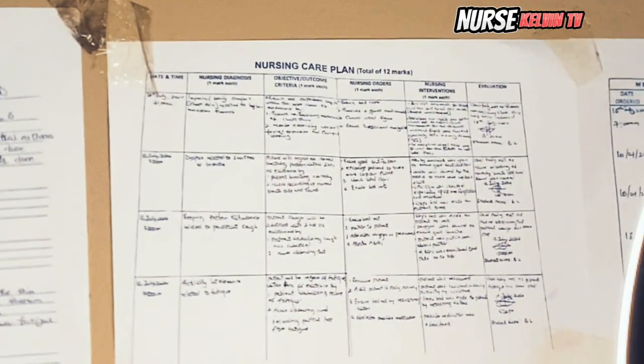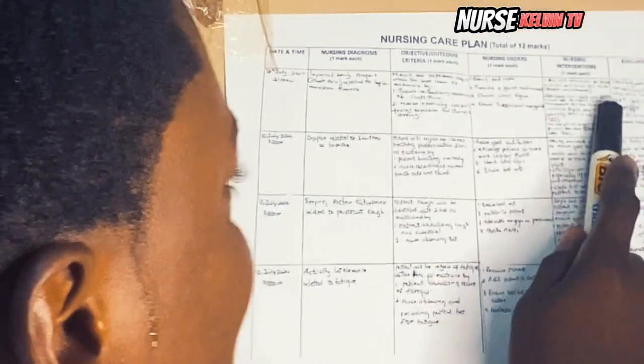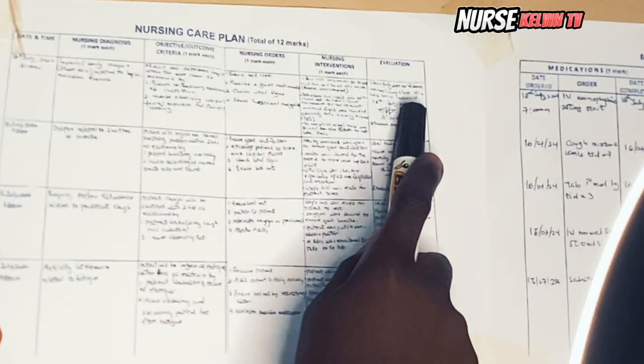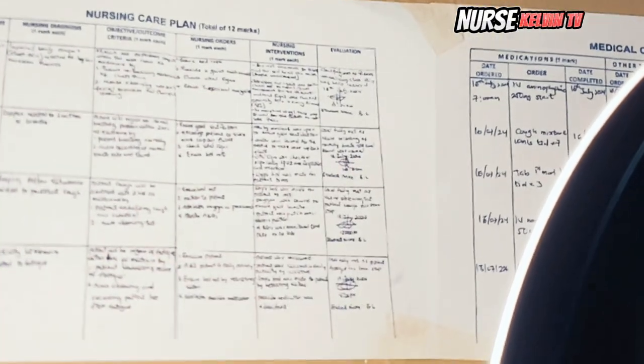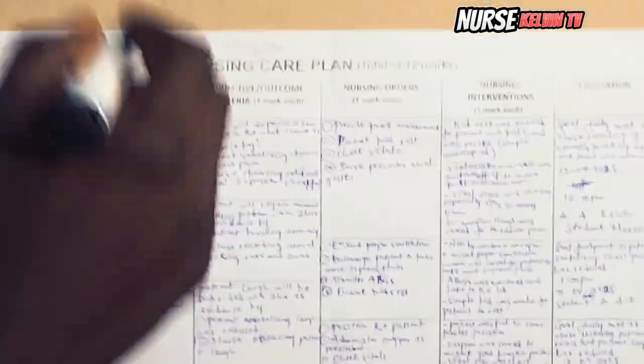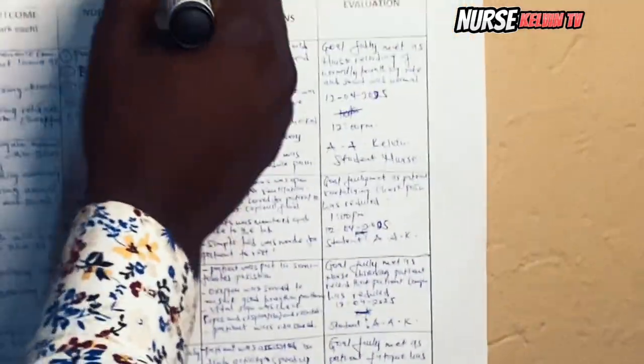You have achieved it. So then you write the date. Then you sign with your signature. After that you indicate the time. When you are done signing, you indicate the time. Then you indicate student nurse, with your initials, maybe AMO, AJ, Kelvin. Then I will indicate student nurse.